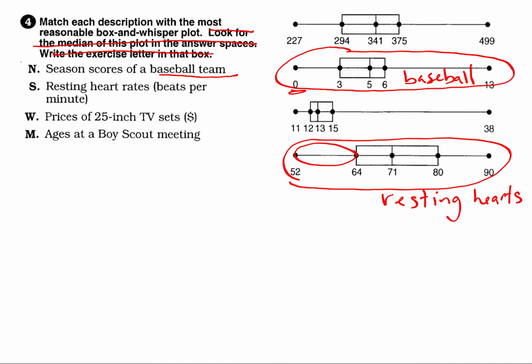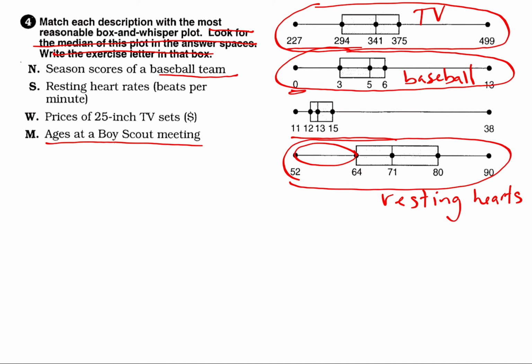Okay, prices of a 25-inch television. Okay, there's only 2 of them left here. Do 25-inch televisions have prices that are in the teens, or are they more in the hundreds? I think they're more in the hundreds. So 25-inch TV. Looks like they're between $227 and $499. Of course, I think those prices are a little different today than when this worksheet was created.